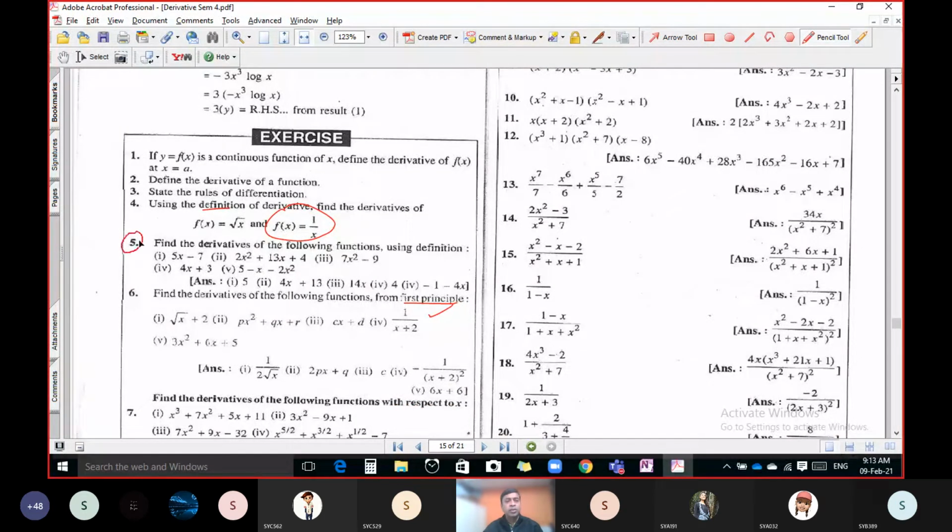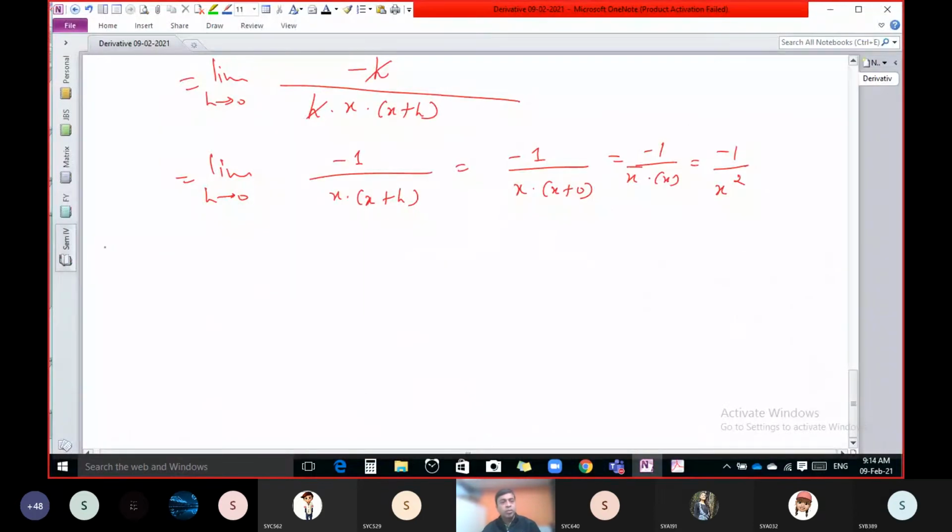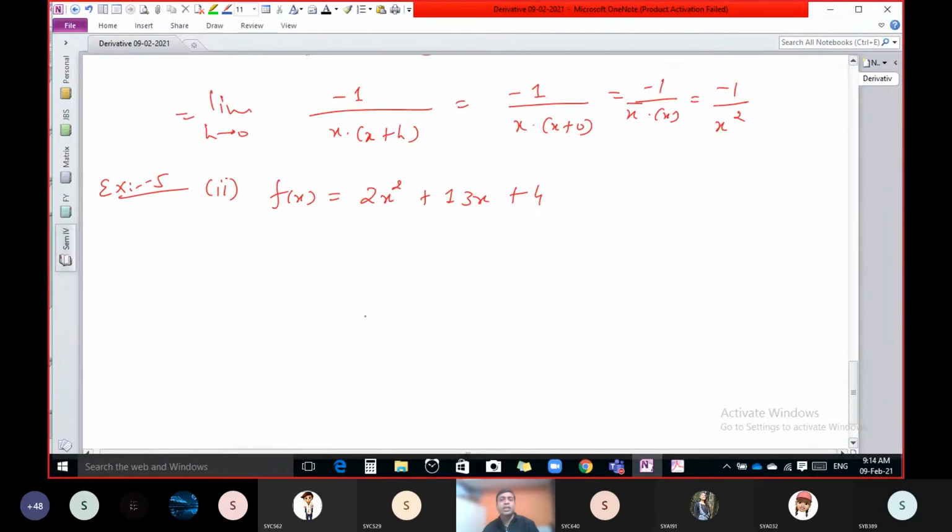See question number 5. Find the derivative of the following function using the definition. Let us do this question. Question number 2 of question number 5. f of x equal to 2x square plus 13x plus 4, and we want to find out f dash x.